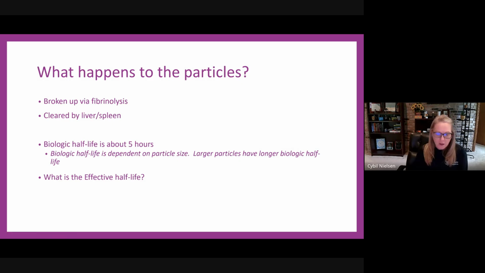The only way for it to get out is to go to the left side of the heart through a shunt. All right, so what happens to these particles after we give them to the patient? Patient actually does what it's supposed to do, breaks it down through fibrinolysis. And then once it breaks it down and the particles are even smaller, then the liver and spleen come in and take up those particles because that's what they do.